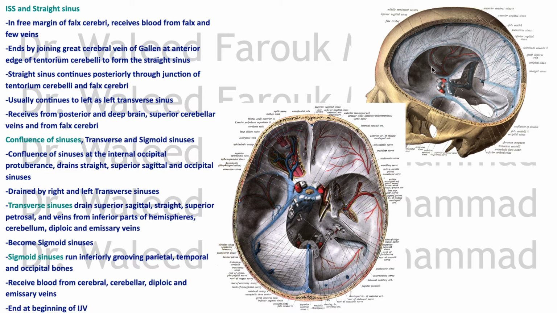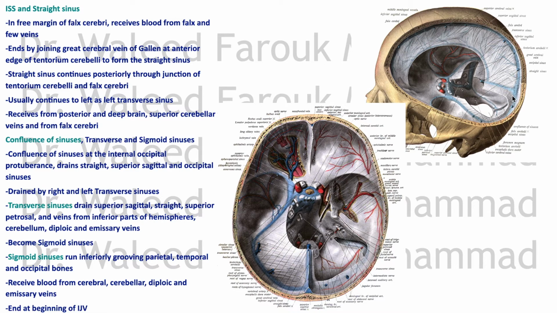This is for the inferior sagittal sinus. The straight sinus is on top of the tentorium cerebelli and connects the great cerebral vein of Galen and the inferior sagittal sinus to the confluence of sinuses, and from it, as we said, the most common is to go to the left side.